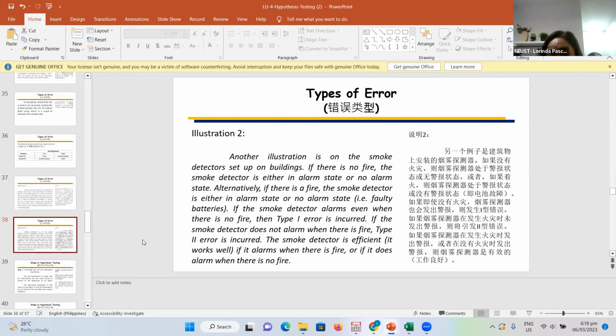So the smoke detector is efficient, meaning that it works well, if it alarms when there is fire, or if it does not alarm when, of course, there is no fire. So that is the illustration of committing type 1 and type 2 error.